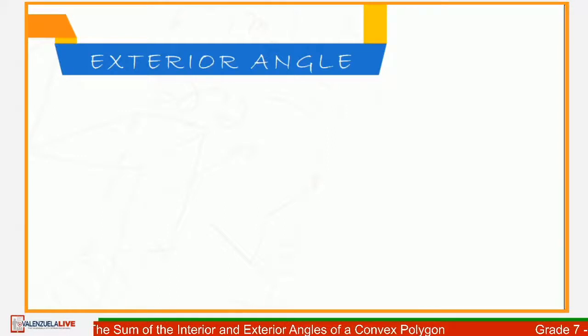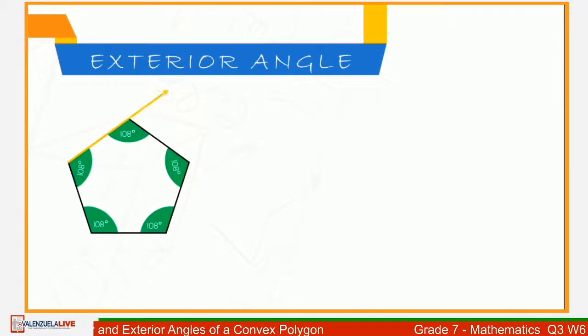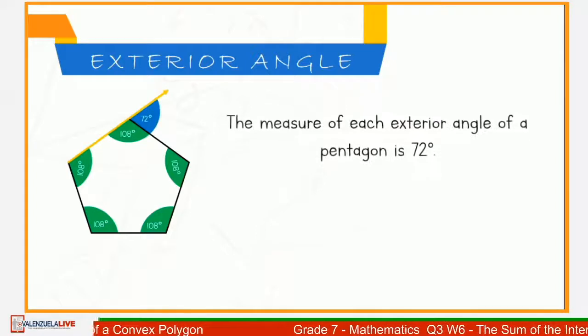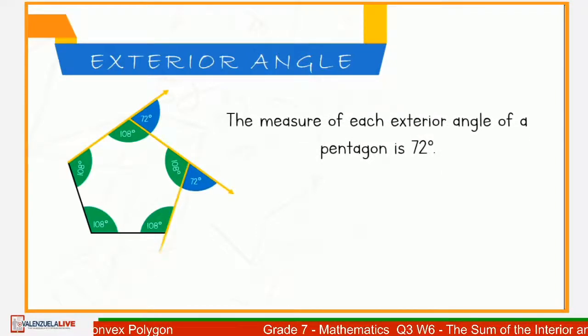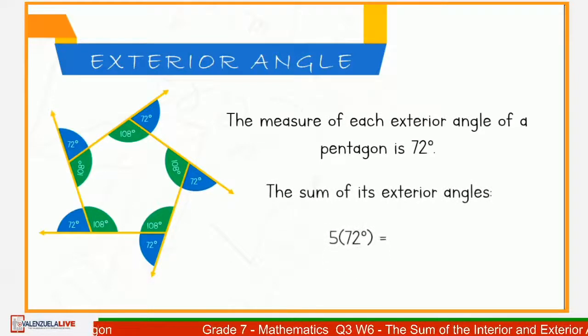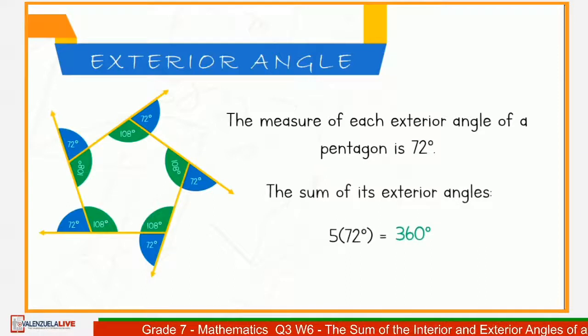Furthermore, for a regular pentagon whose interior angles measure 108 degrees each, the exterior angle is 180 minus 108 degrees, or 72 degrees. Then, the sum of the exterior angles will be 5 multiplied by 72 degrees, which is equal to 360 degrees. Can you notice it now?